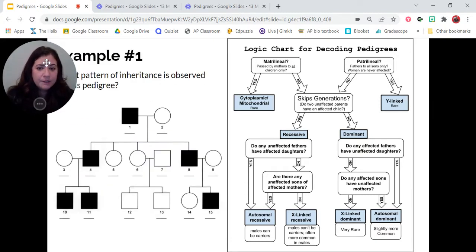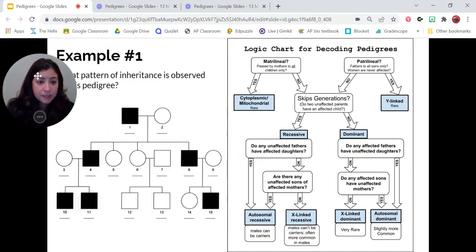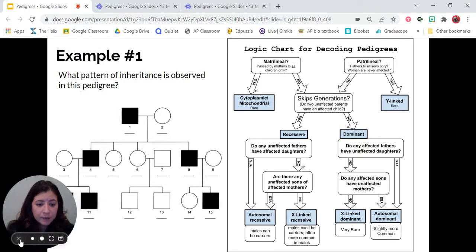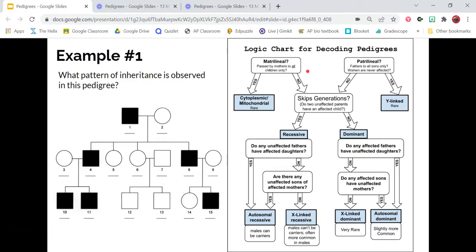Okay, so here's our first example. Let me take myself out of here. Great. Okay, so in this one, we're going to start just by going through the flowchart. So first off, is it matrilineal? Meaning, is the trait always passed from mothers to all of their children only? And in this case, we can see a father has it and it's passed on to some of his children. So right off the bat, we know that one's no.